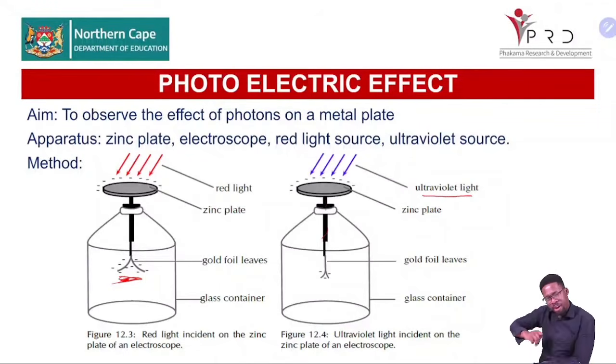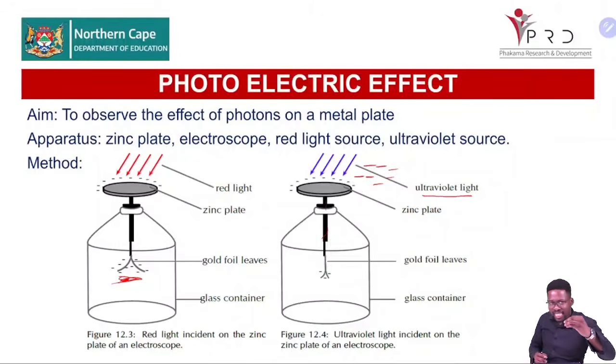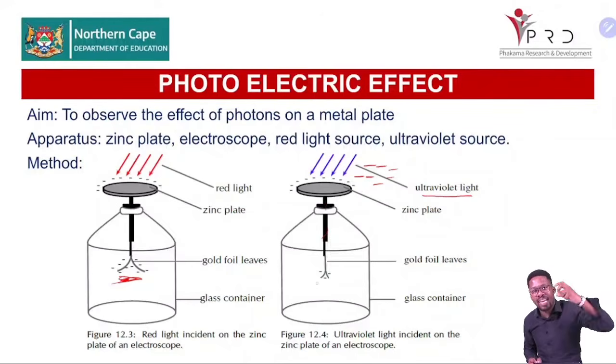When he shone the ultraviolet radiation on the zinc plate, something started to happen. They observed that the gold leaf started to move closer and closer to each other. Why was the gold leaf moving closer and closer to each other? It is because the electrons were ejected from the metal surface. The more you shine on the zinc, the more it was losing electrons and becoming less negative, less negative, less negative, meaning that the rod was becoming less negative and one side of the gold leaf was becoming less negative.